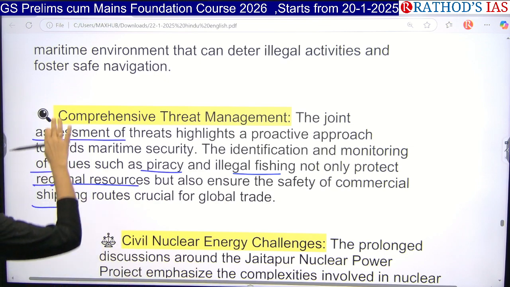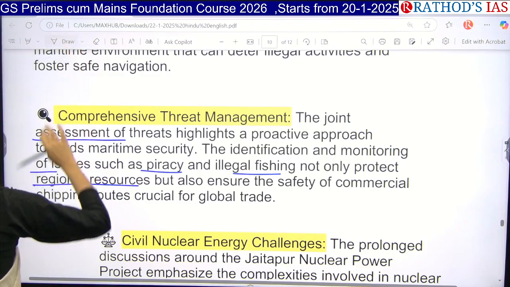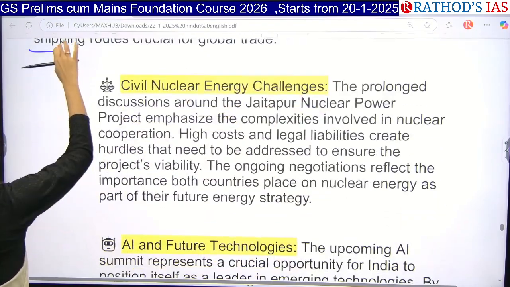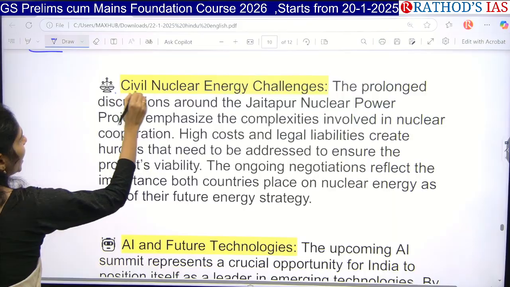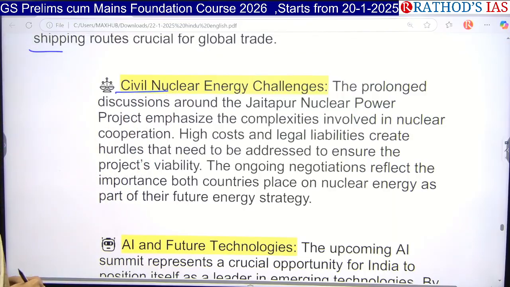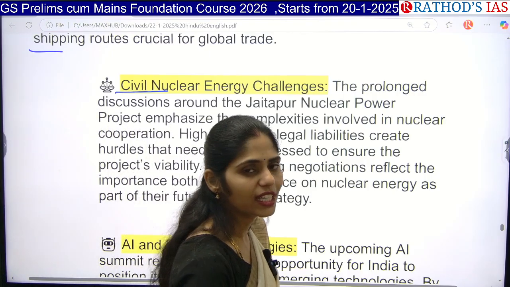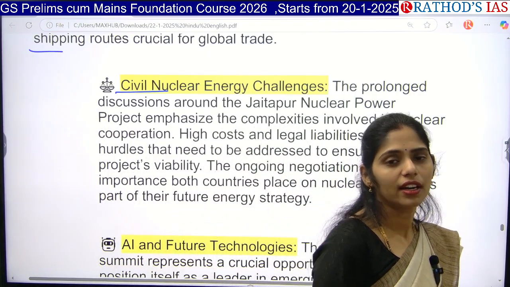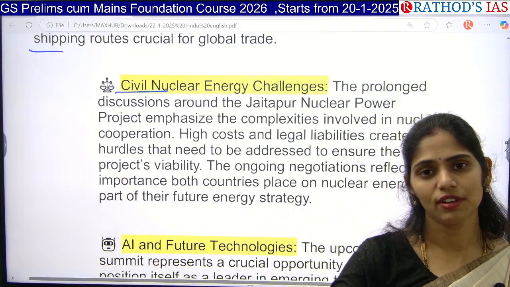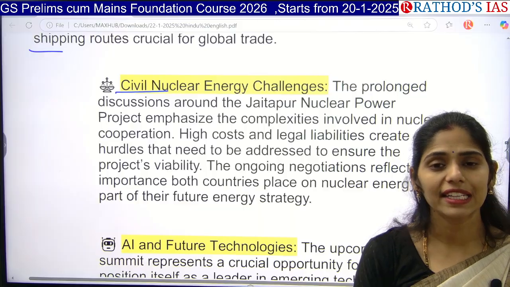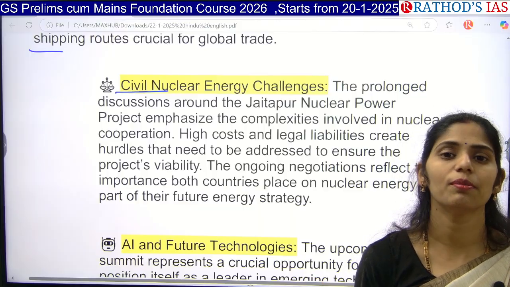The next one, as I said, the second area we are focusing on, is civil nuclear energy. That means we are focusing on nuclear power. As you all know, India is transitioning from non-renewable energy towards renewable energy. We are focusing on increasing our energy from these renewable sources.